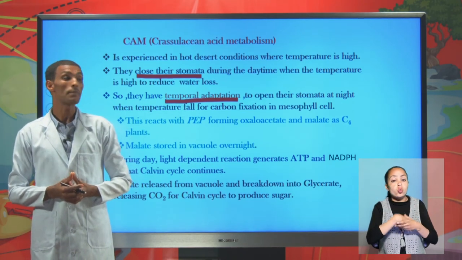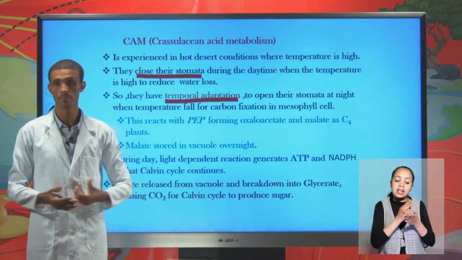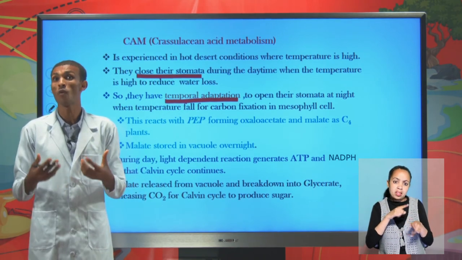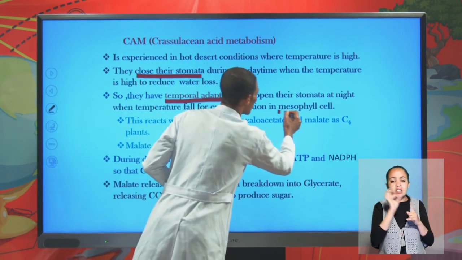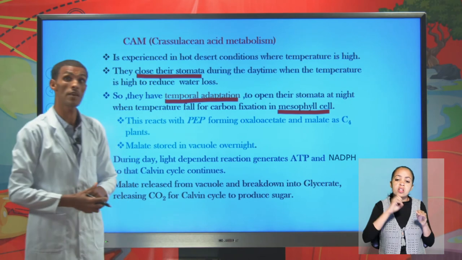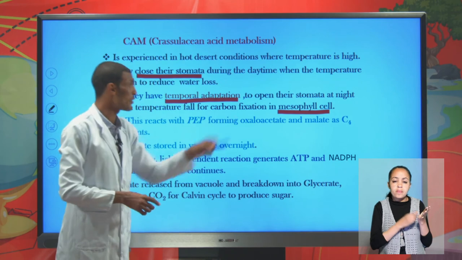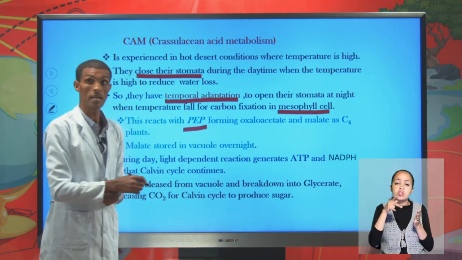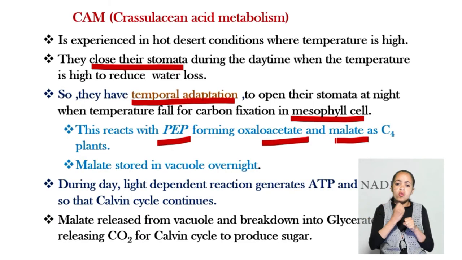So, carbon fixation in CAM photosynthesis takes place during the night time when the temperature in the leaf becomes low. It takes place overnight. This fixation of carbon dioxide takes place in the mesophyll cell, just like in C4 plants, where the carbon dioxide fixed reacts with phosphoenolpyruvate, just like in C4 photosynthesis, to form four-carbon compounds, oxaloacetate and malate.